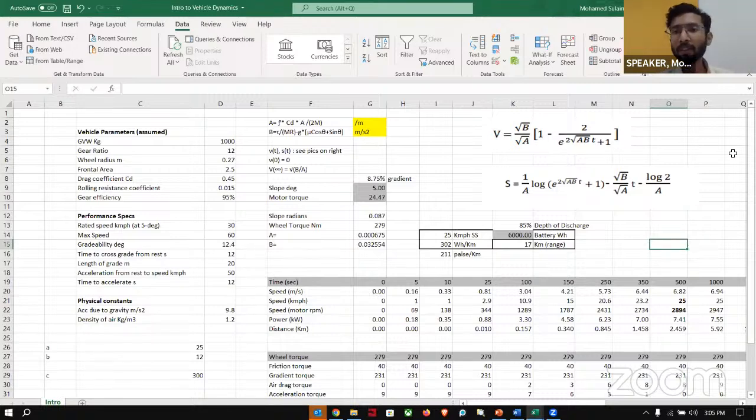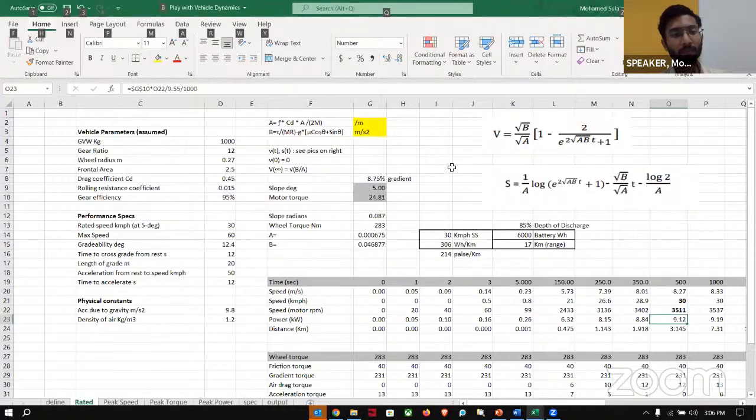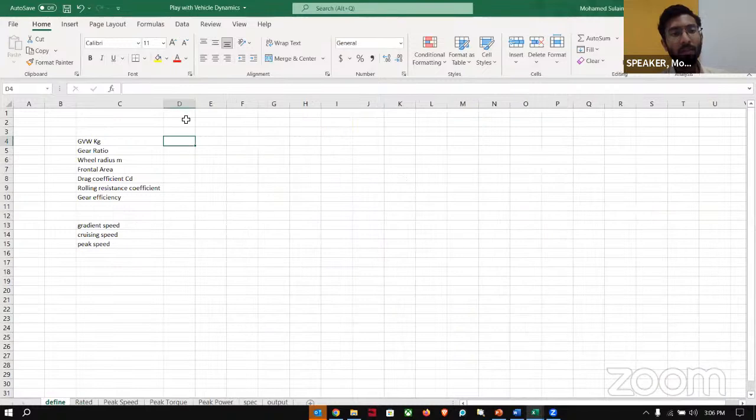Thank you, sir, for giving us a brief overview. And we will go further on how to derive the spec sheet. So if you can open the other sheet, play with the vehicle dynamics.